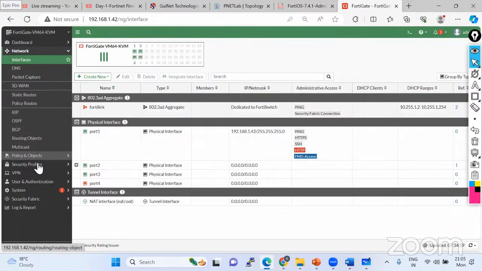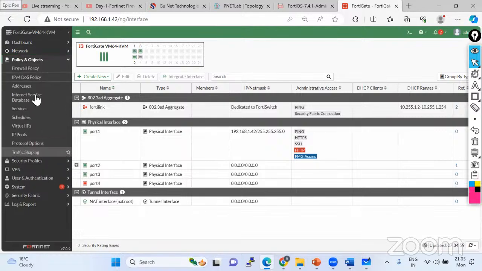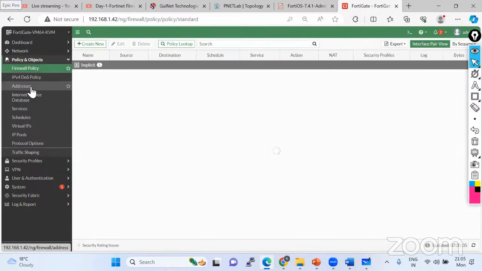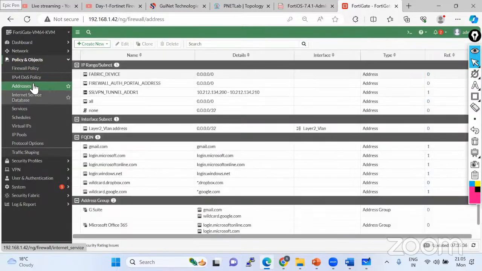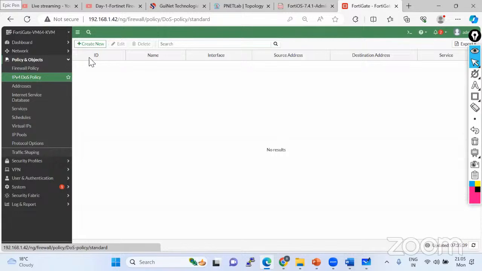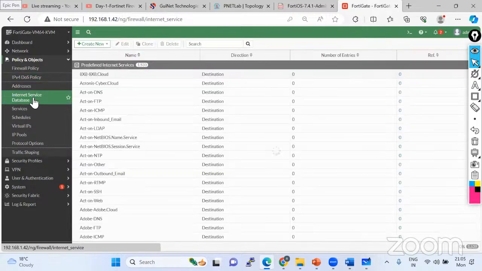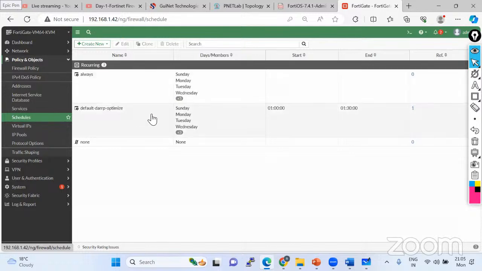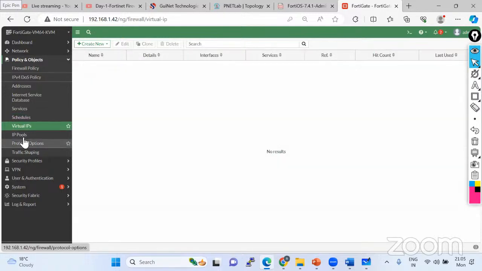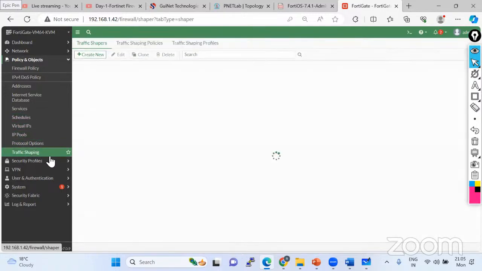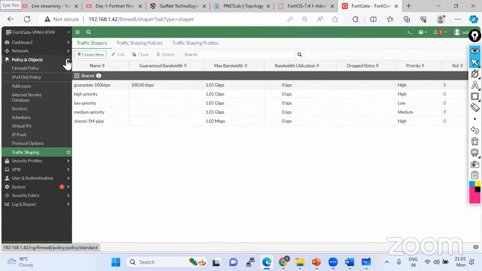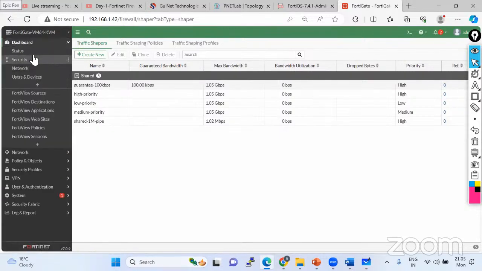Routing can be configured, right? Policy objects: you can see we have the firewall policy, which I already showed you. We have address groups, and how they are created. If I want to create a DoS policy for DoS attacks, that can also be created. See, DoS policy is also here. Internet services: for any application I want to create, I can create any service. I can schedule, configure virtual IP, IP pool, protocol, and traffic shaping. This option we have. So slowly, gradually we'll do that.